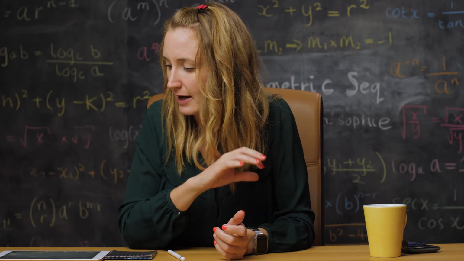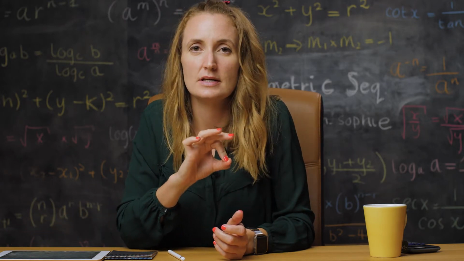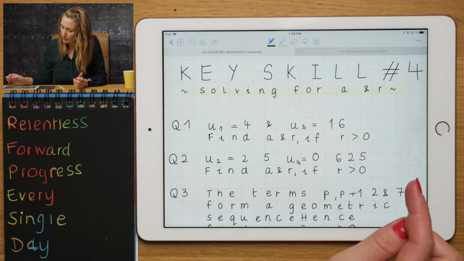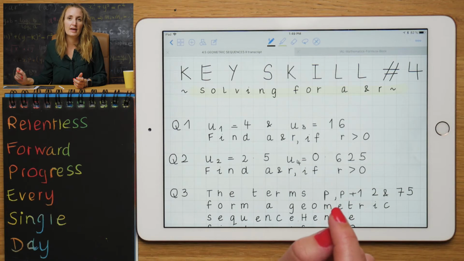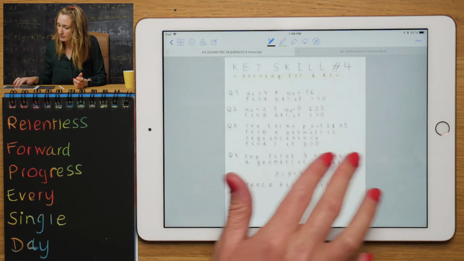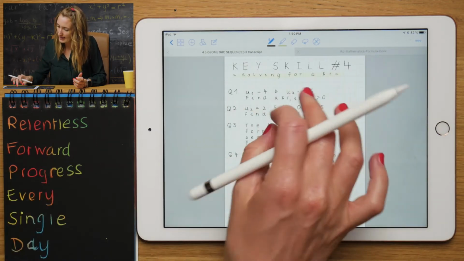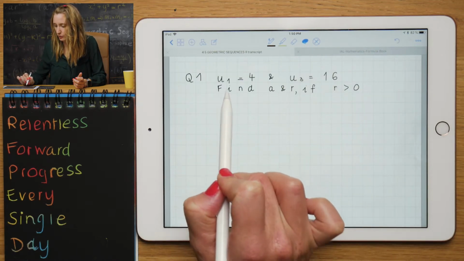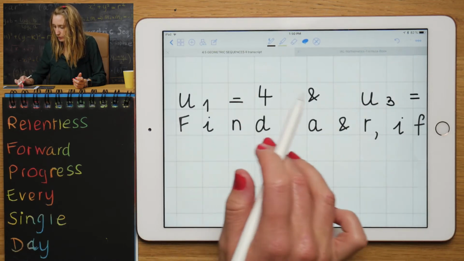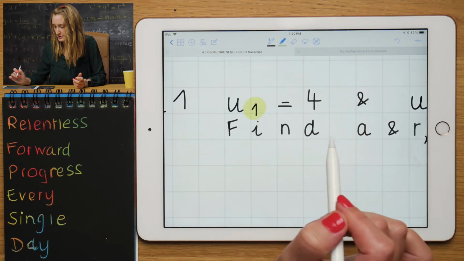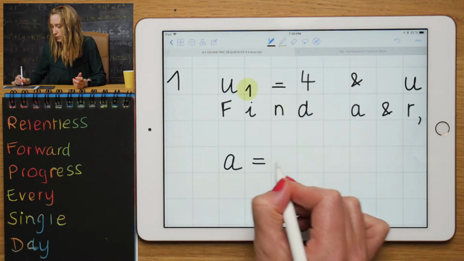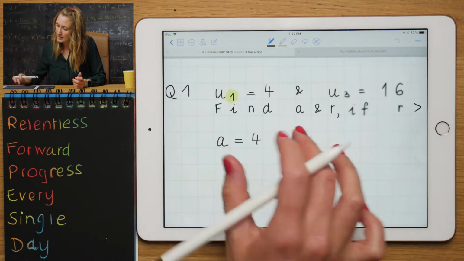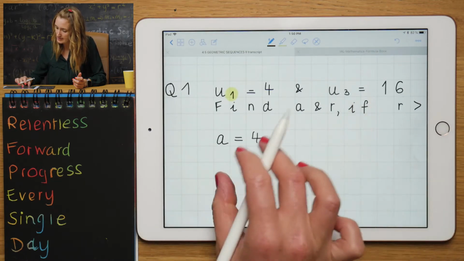Now we're going to be looking at quite complicated simultaneous equations, because we've been given U1 and U3 and we've been asked to find A and R. So let's get started. It's useful to remember that U1 would mean that it's the first term in the series. So A is always the first term. So if you have U1, you know what A is. Now we've been told U3 is 16.